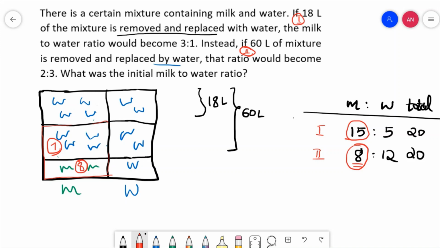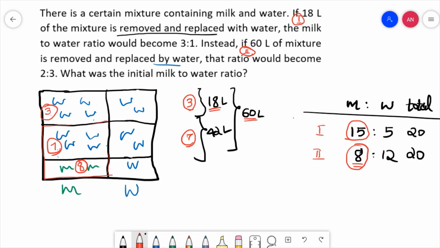Since we have this as 7 parts, we have to find what this part is. If this part is 18 liters and this part is 60 liters, the remaining part will be 42 liters. 18:42, if reduced, will be 3:7. So if this part is 7, then this part is going to be 3.